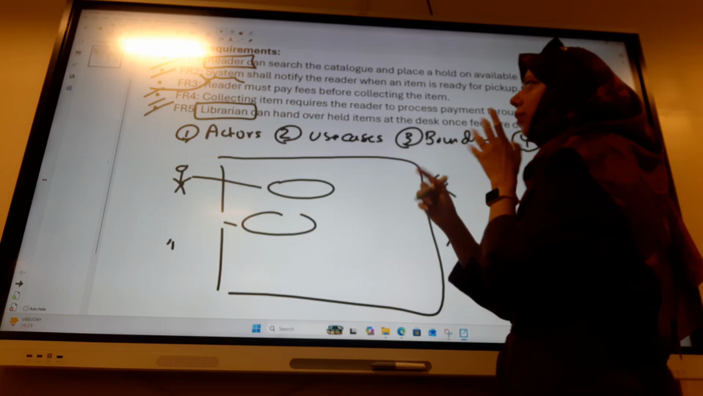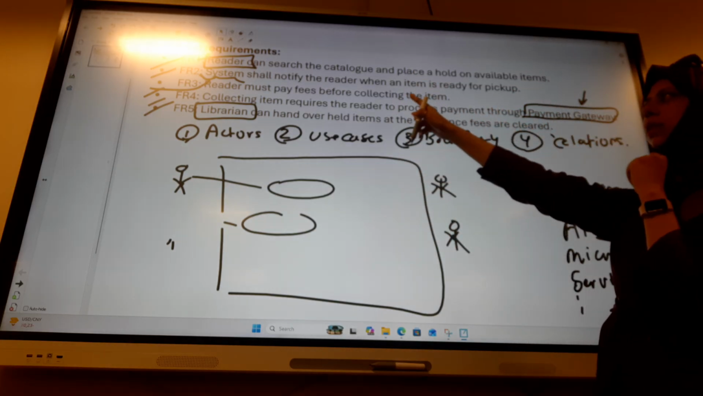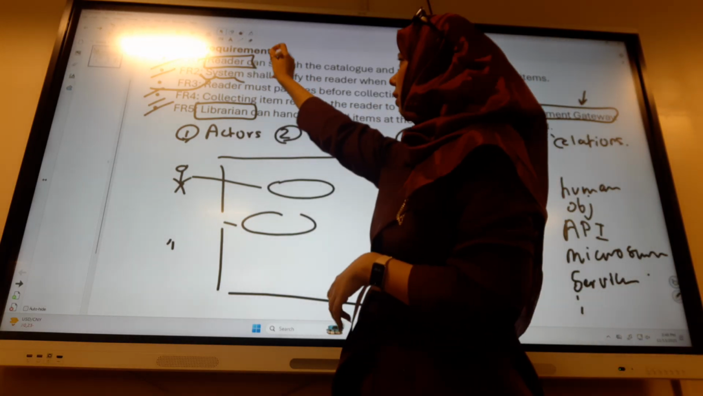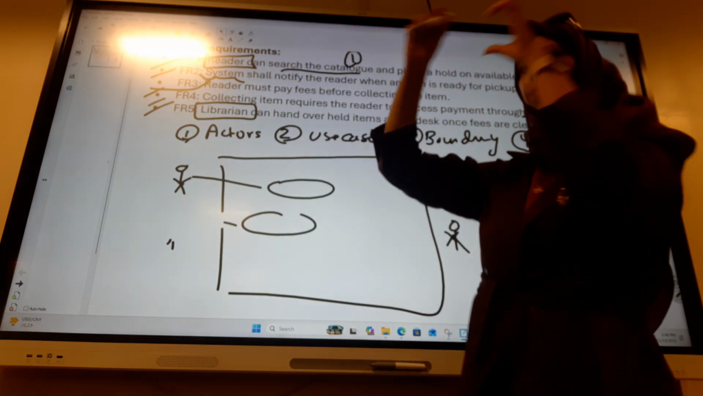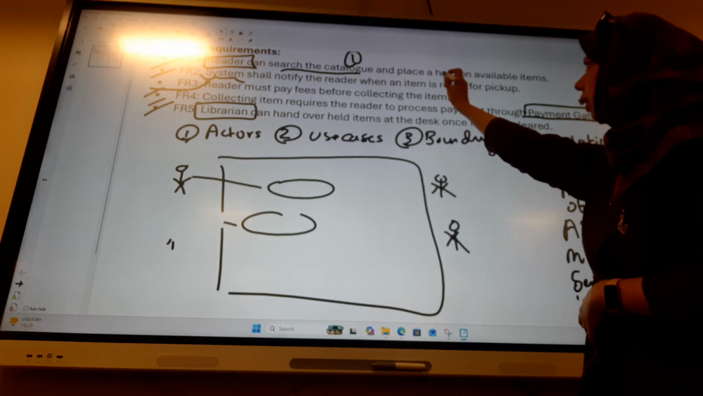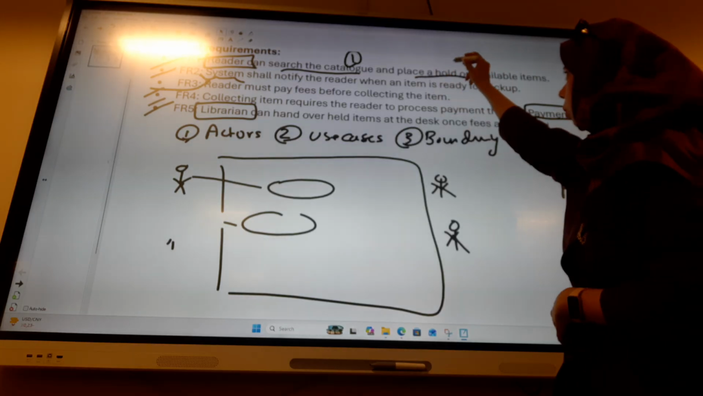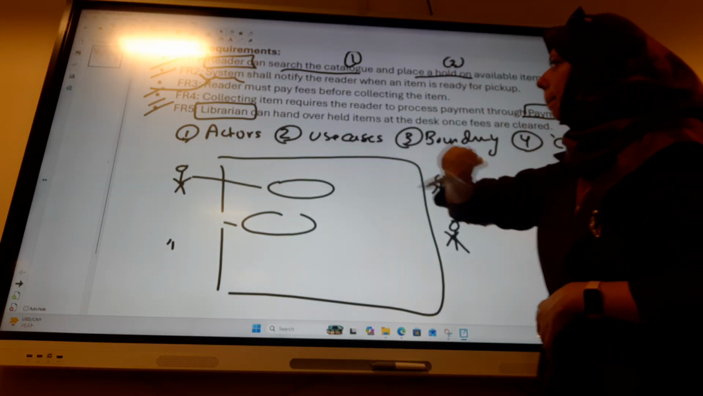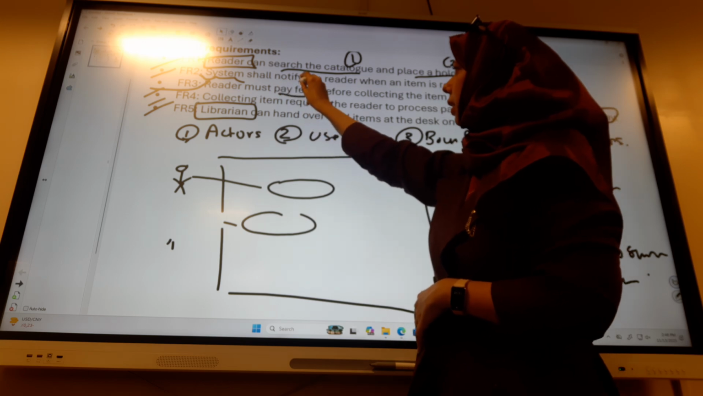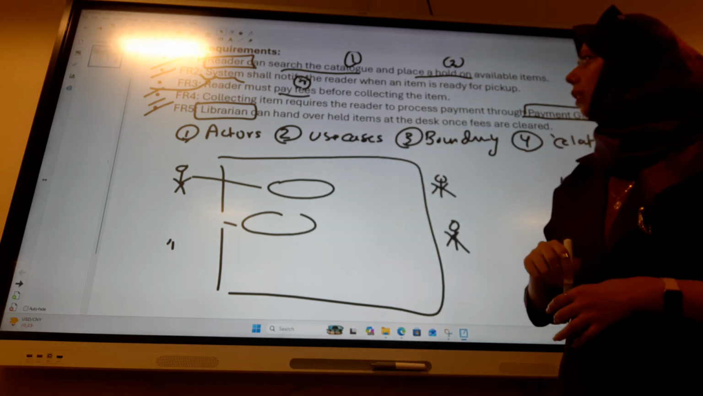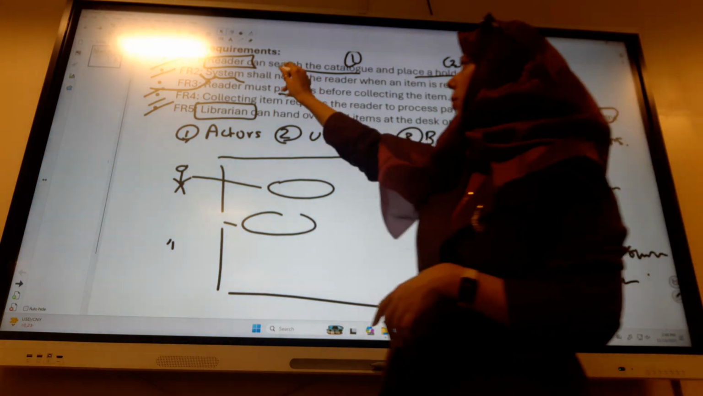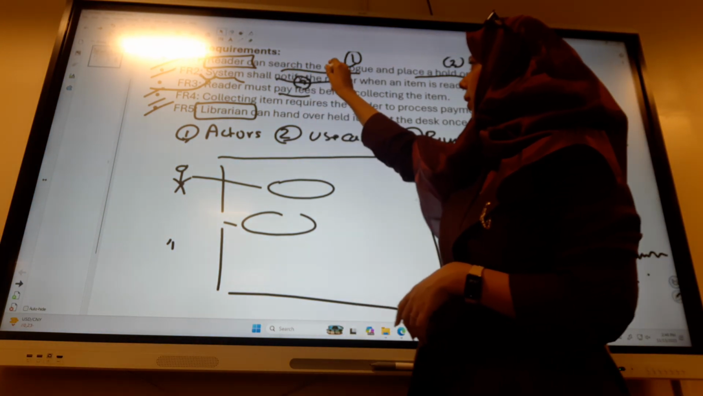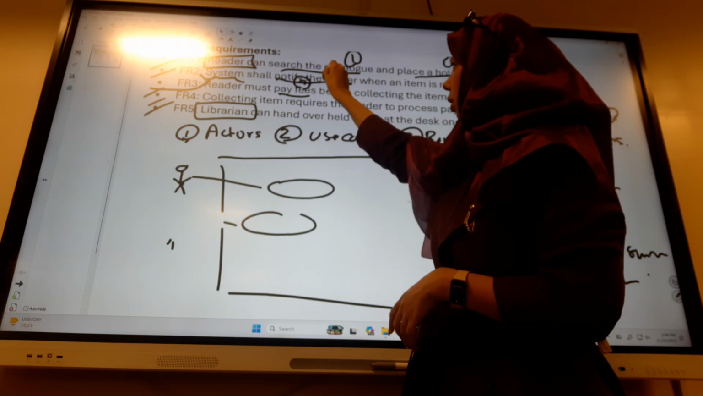Let's define here what use case is attached to everyone. So reader, searching the catalog, this is one. Again, you put it in oval shape, connected. Place a hold. Anything else? You pay fees, right? That's third, right? Okay, now the system sends you notification, so it's only one. Okay?